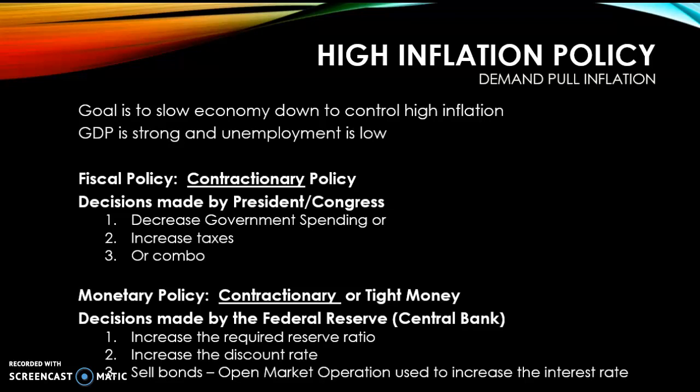And then the third policy, which is the most common, would be to sell bonds. And that's our open market operation. It's used to increase the interest rate, because remember, when we sell bonds, the Federal Reserve is soaking up money. You have less money. So you as a consumer or you as a business would be buying the bond, they're selling the bond to you, and you have less money to spend. So that slows down inflation. Those three decisions made by the Federal Reserve increase the interest rate. Money is more rare, and so that slows down high inflation.